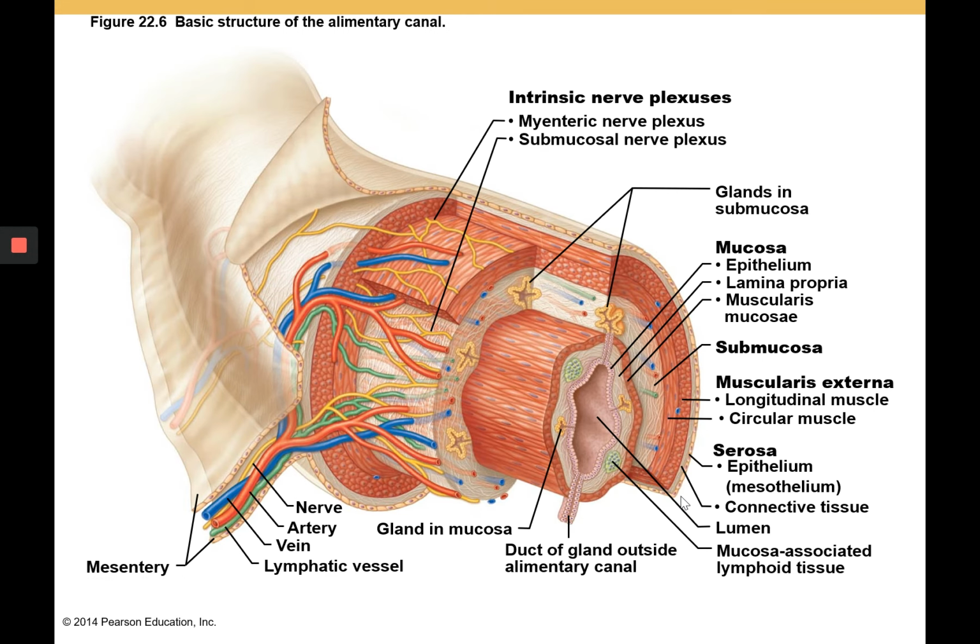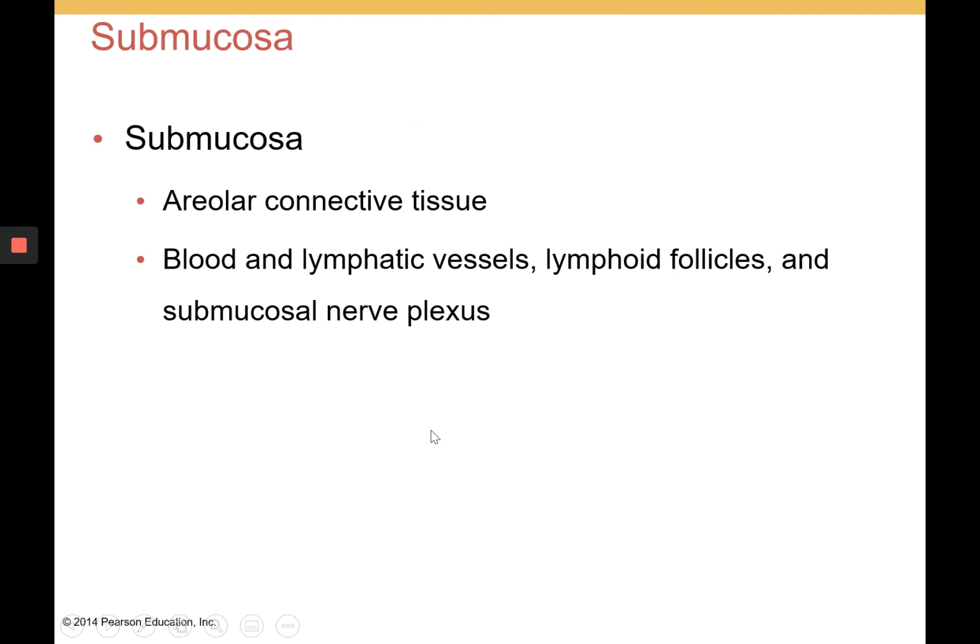So let's just look at this image once again. Things that were not pointed out before are things like the blood vessels and enteric nerve plexi that we see in between the muscularis externa layers, and we see throughout the submucosa. So the submucosa is also areolar connective tissue like the lamina propria of the mucosa. It contains blood and lymphatic vessels, lymphoid follicles, and we would find in the submucosa the submucosal nerve plexus.